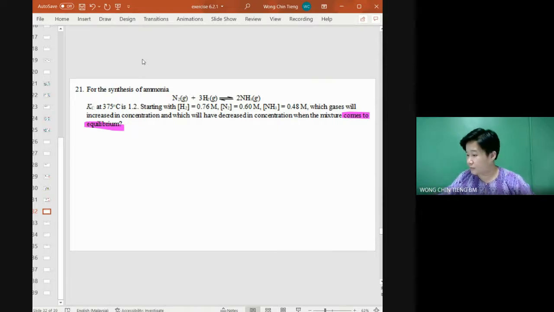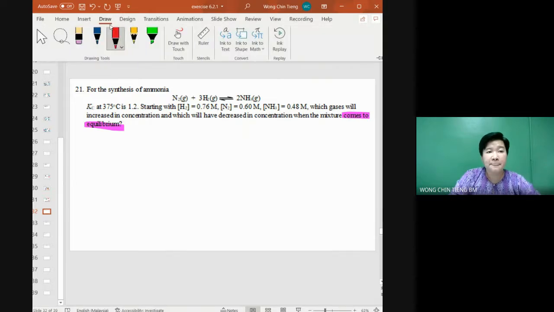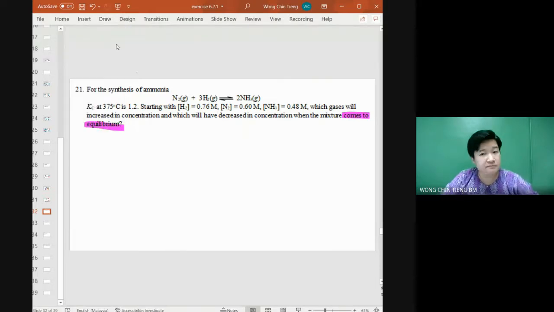Can I have your 21? Can I know the Q is bigger or larger than K? For 21? Bigger or larger than K? Anyone? Tak cakap, kita tunggu. Bigger. Your Q is bigger than your K. 21.